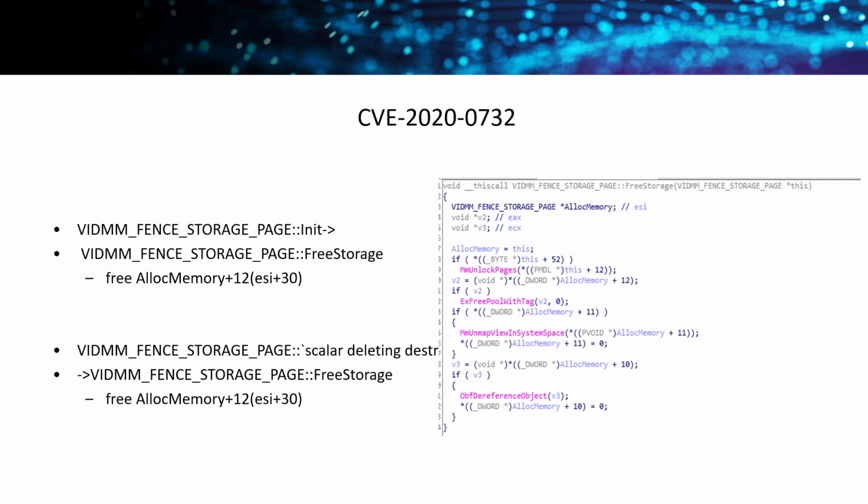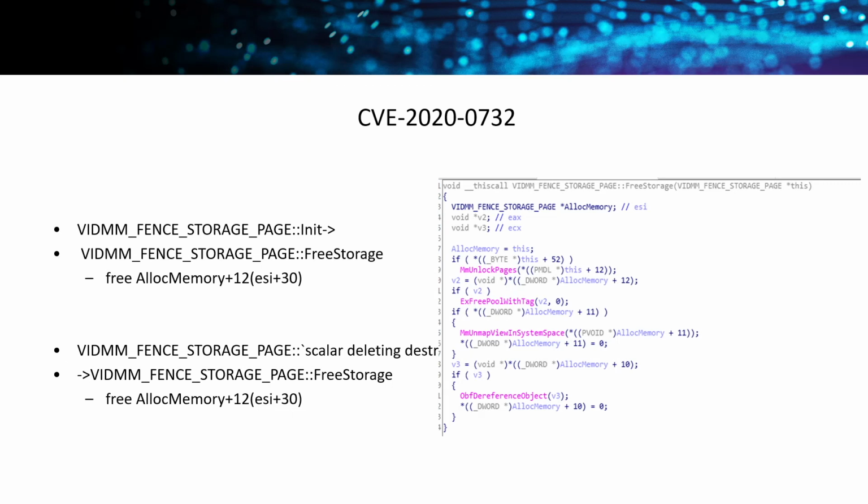So we first know the VidMmStoragePage initialize is the constructor and the VidMmStoragePage delete is the destructor. So the constructor and the destructor free the same object and free the same memory, and this memory is not set to zero. It's amazing.